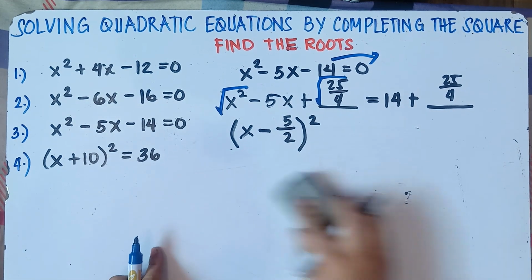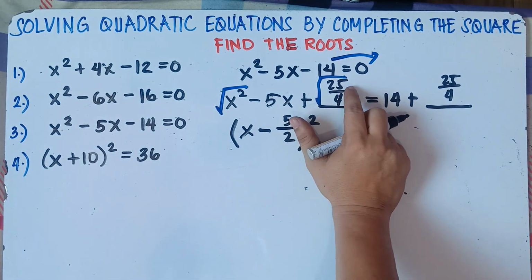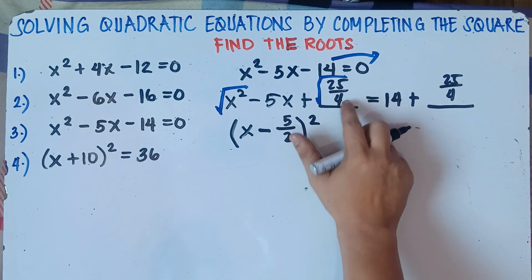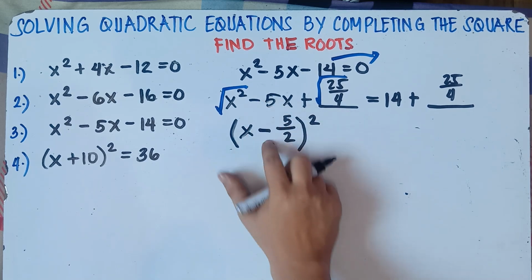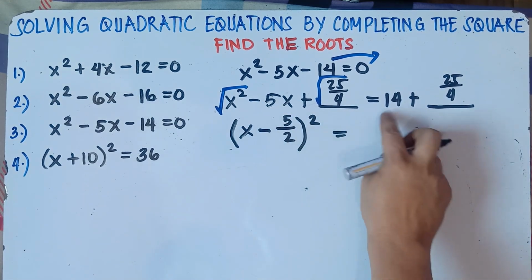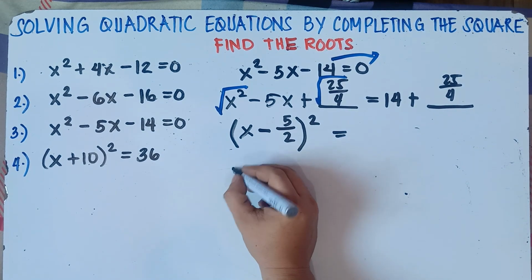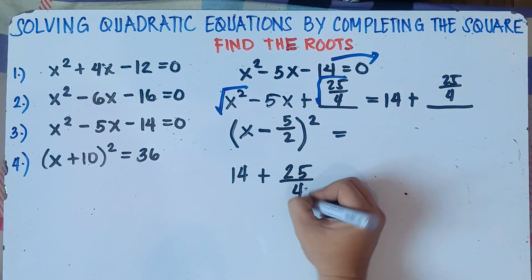Once again, class, you get the square root of x squared, that is x. The square root of the last term, square root of 25 is 5. Square root of 4 is 2. Copy the sign of the middle term, copy minus sign. You put quantity, then squared. Equals, then you need to add this one, class. 14 plus 25 over 4.